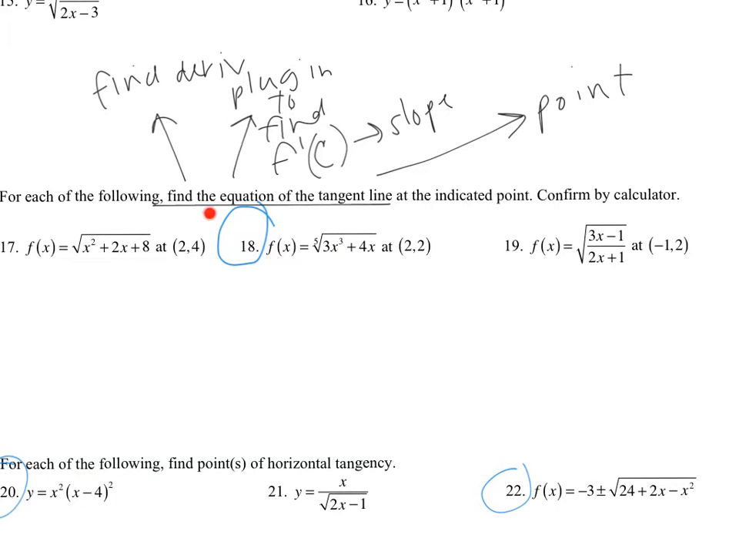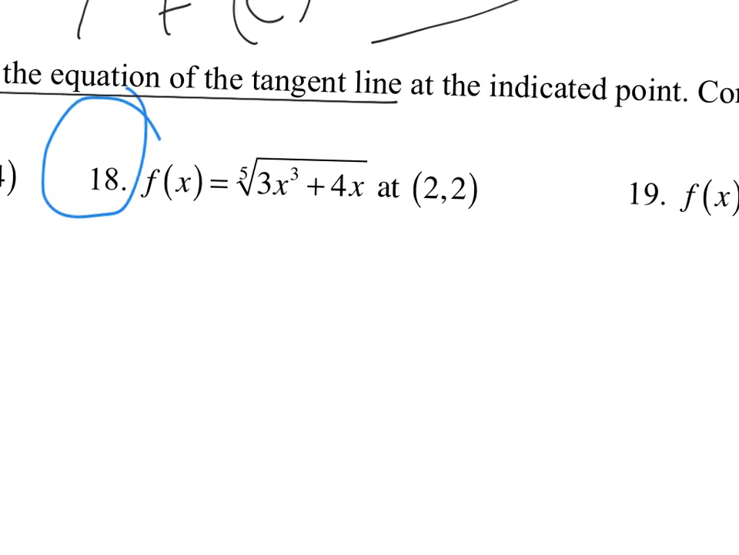So, to find the equation of the tangent line, first we need to find the derivative so that we can plug in our x value into the derivative to find the slope of the tangent line. Then we're going to use the given point to find the equation of the tangent line using point-slope form. So first, let's find the derivative.